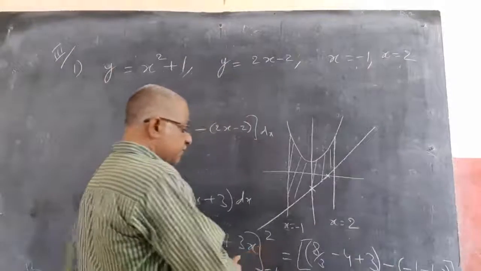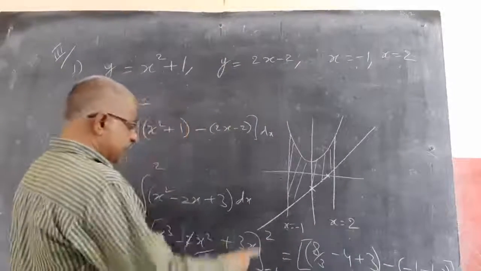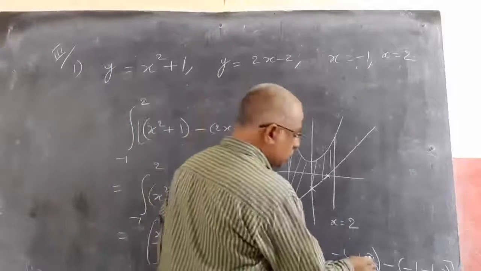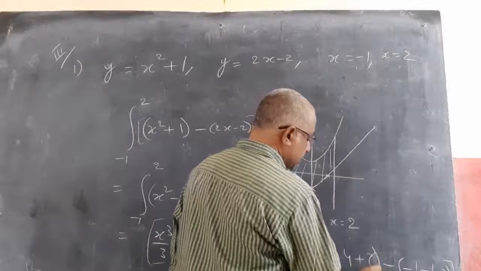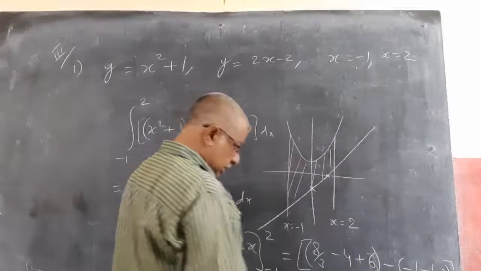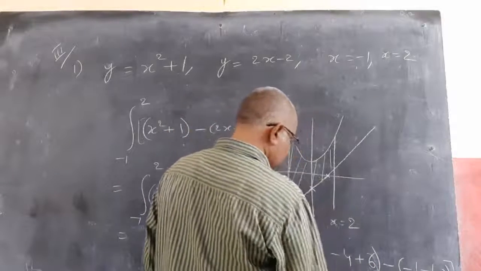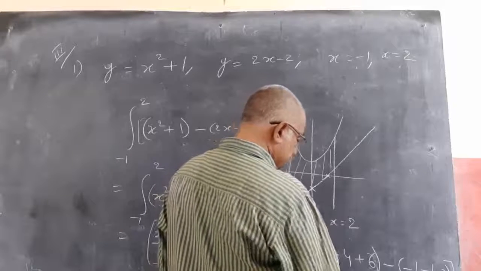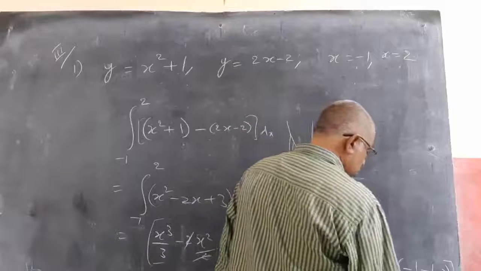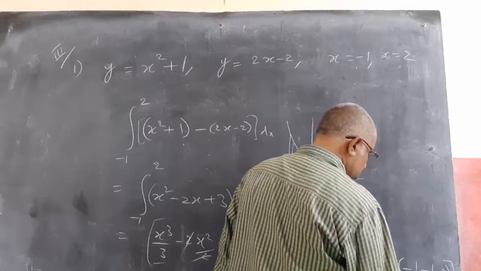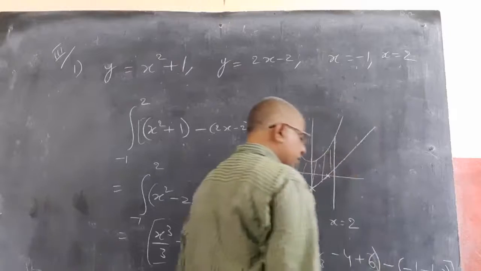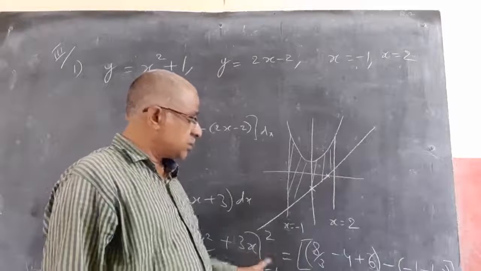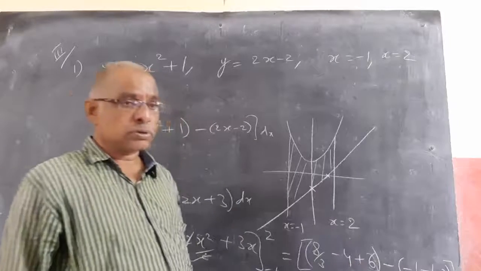This is upper limit if I am substituting: 2 cube 8 by 3, minus 2 square 4, plus 3 into 2, just 6. I forgot to write 6, I wrote 3. So 6. Then this is 6 minus 4 plus 2. Then 9 by 3 is 3, plus 2 is 5, plus 4 is 9. So the final answer is 9 square units. Small correction, this is 9 square units. This is actually 3 into 2, just 6 when applying the upper limit. So that is 6, not 4.